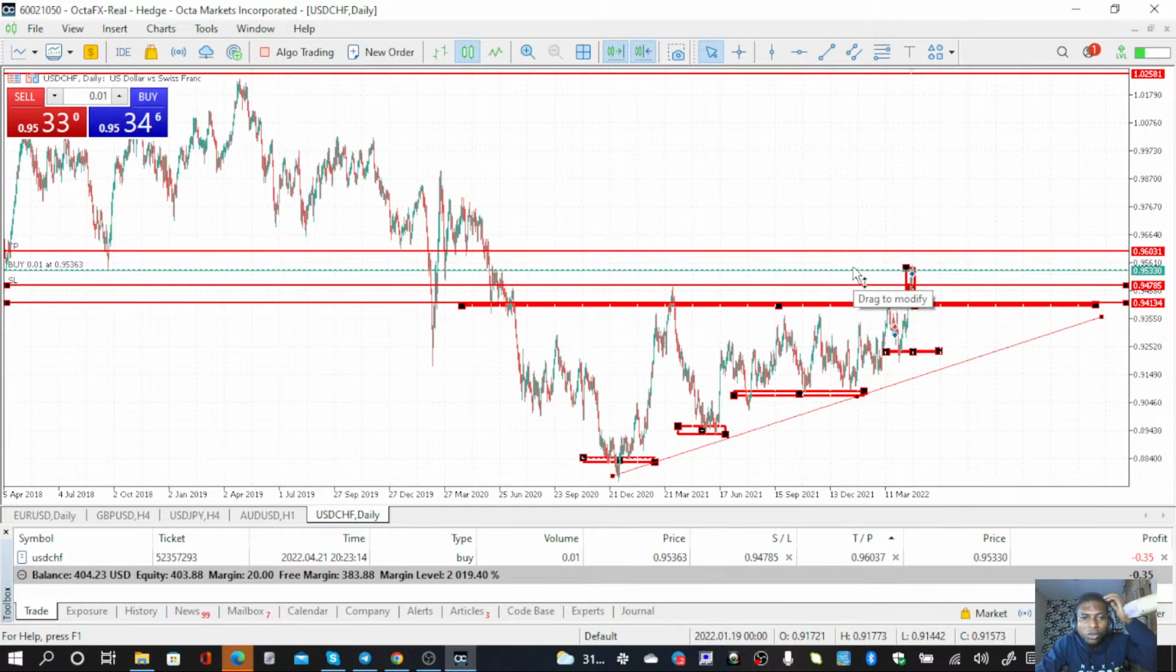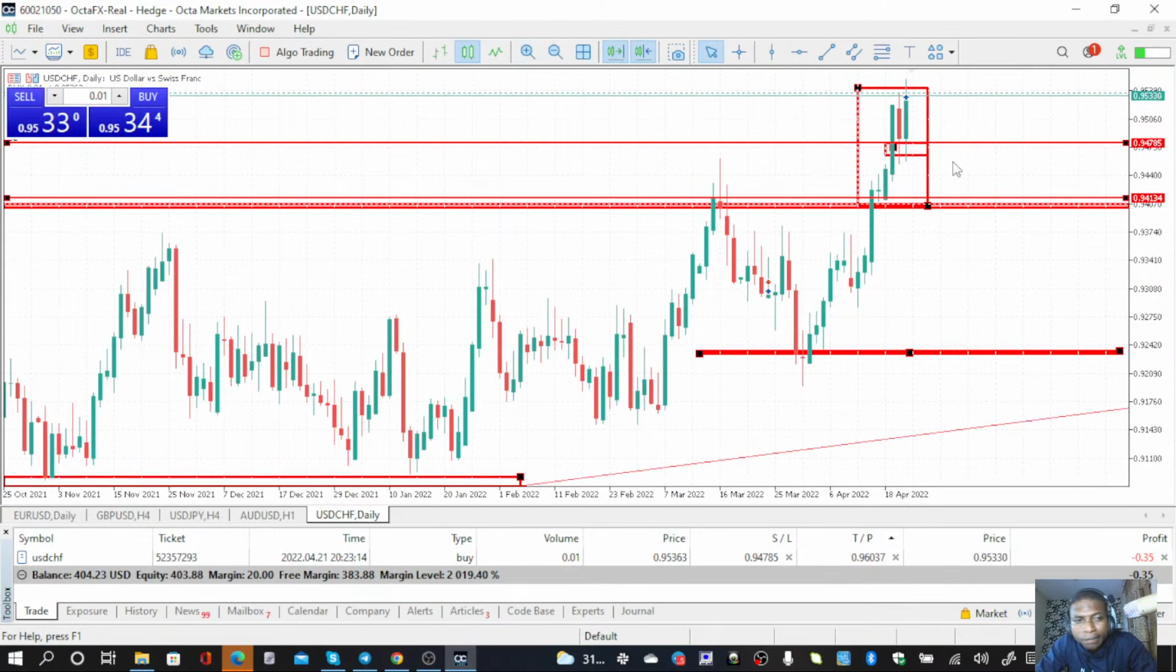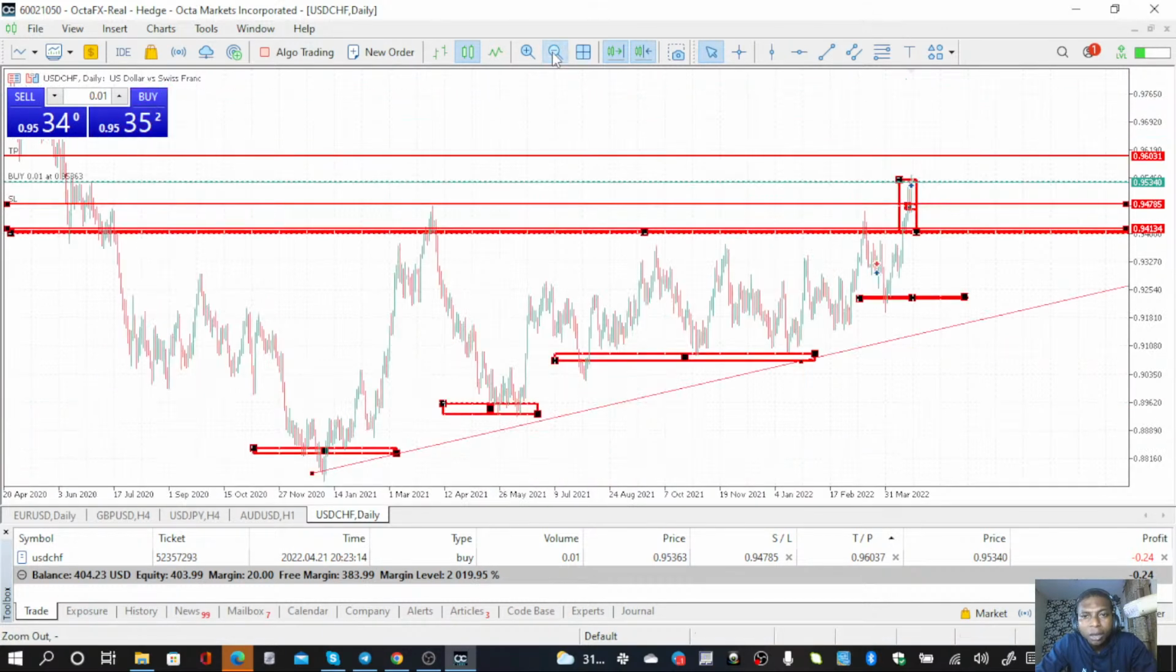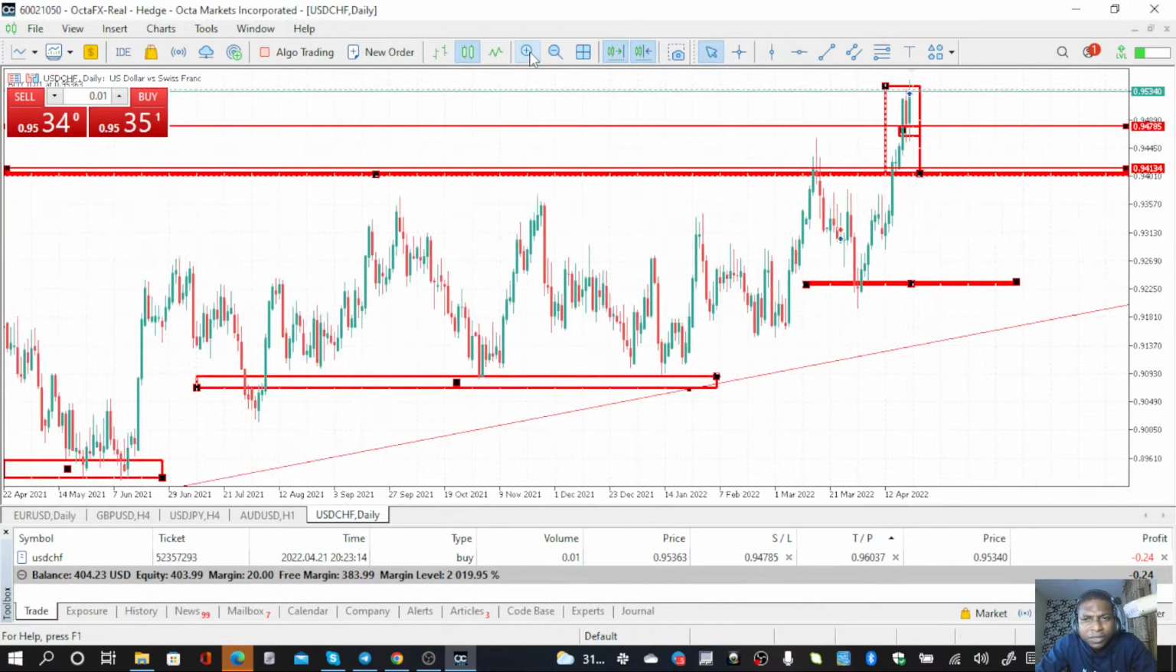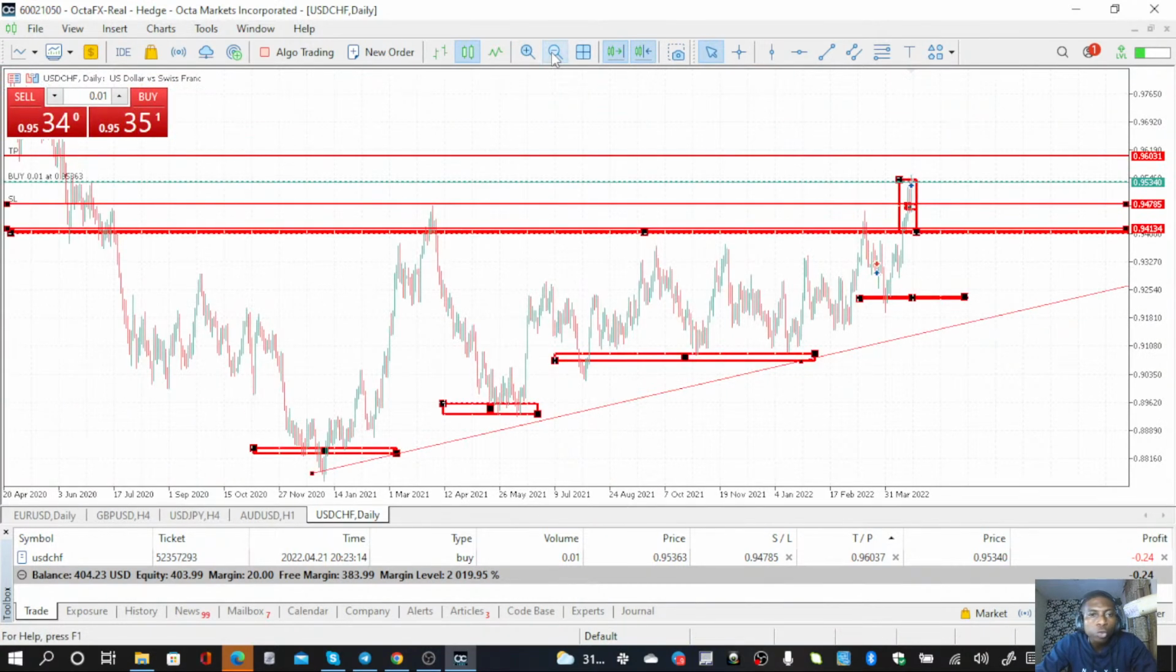So if this trade goes against me, let me zoom in. Okay, so if this trade goes against me, I'm losing $6, and I can push this up higher, but then if this trade goes for me, I'm making $7. So it's more or less like 50-50. Okay, that's for those who are intraday traders.